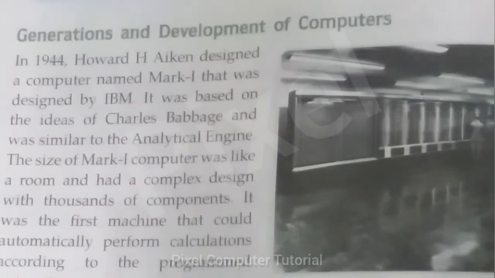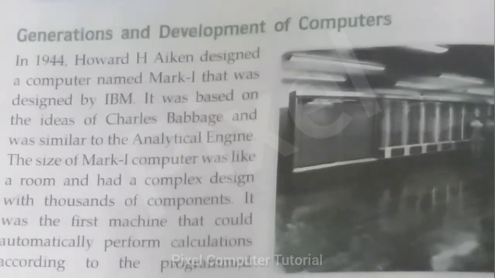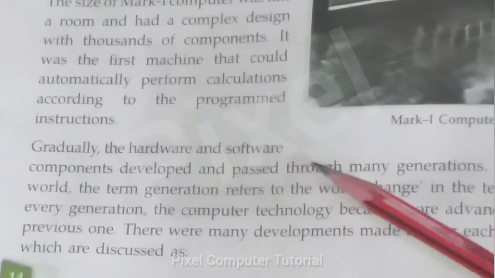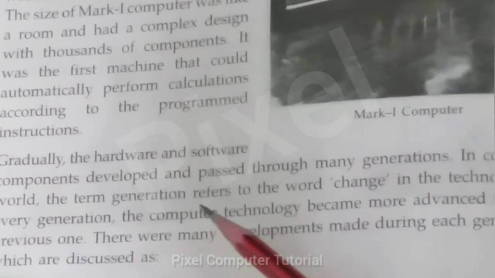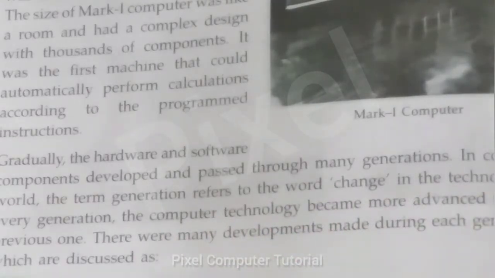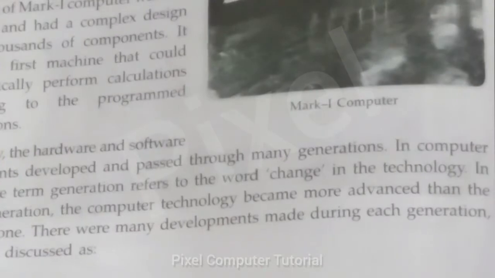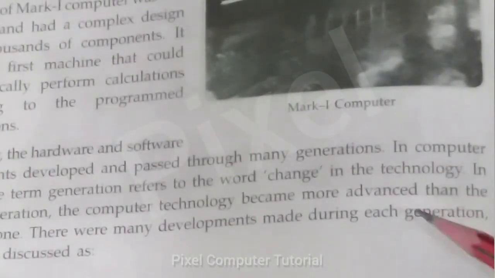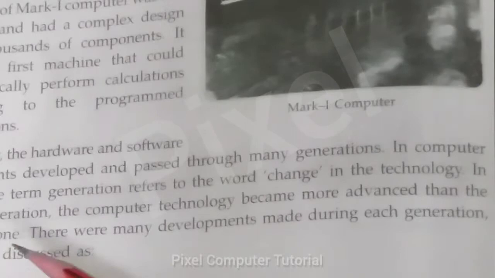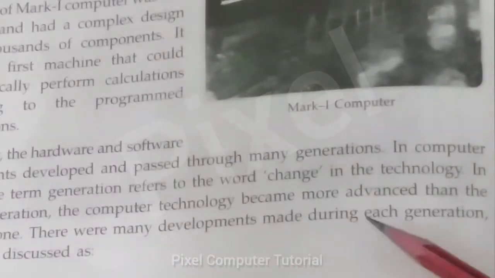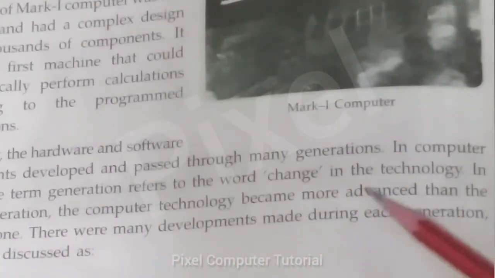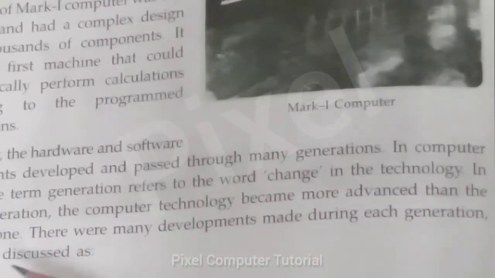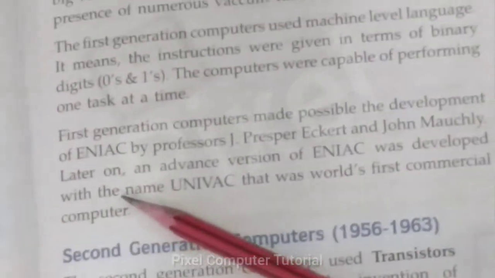Okay, so gradually the hardware and software components developed and passed through many generations. In the computer world, the term generation refers to a change in technology. In every generation, computer technology became more advanced than the previous one. There were many developments made during each generation, which are discussed on the next page. So let's look at the next page to understand each of these generations one after the other.